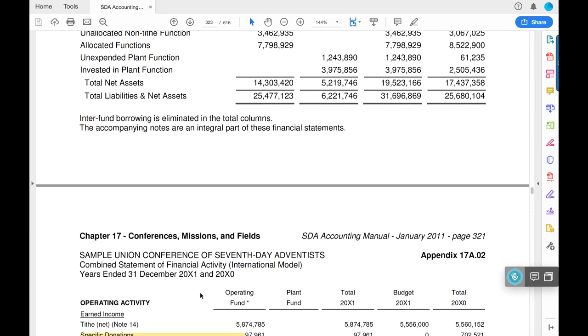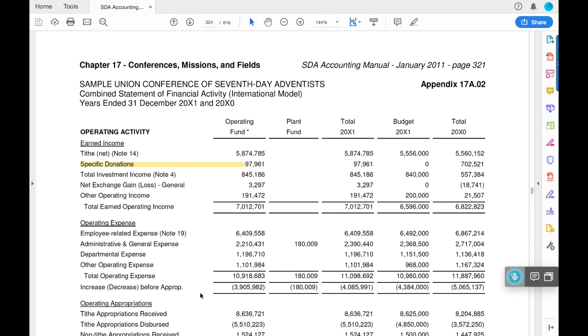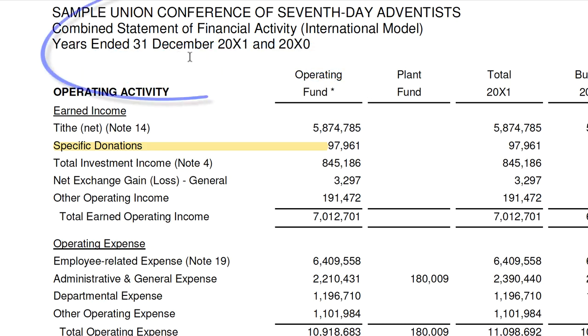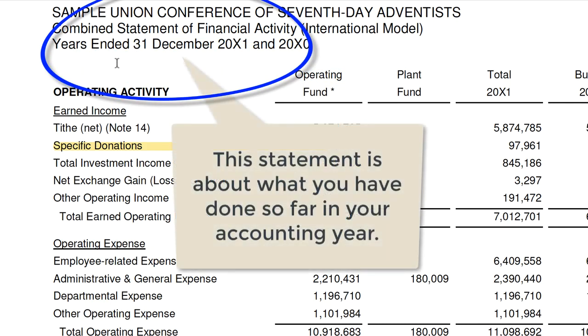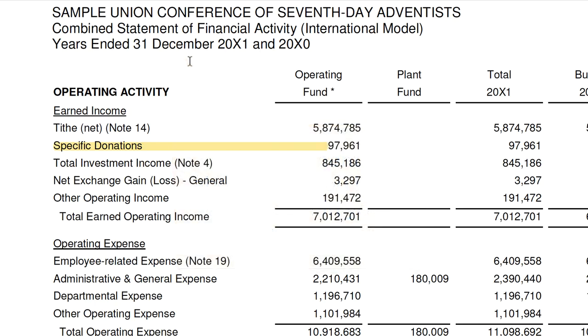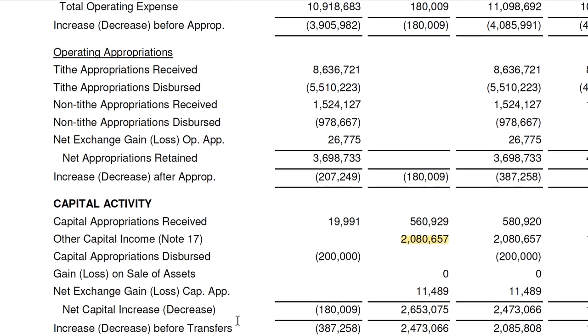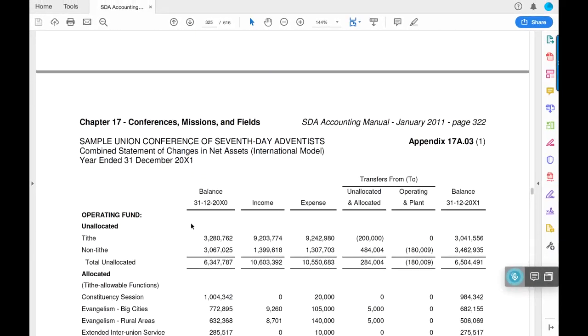That's the main topic. The next one is a combined statement of financial activities. Notice it covers the entire year or your year to date. It covers a period of time. So the balance sheet covered a point in time, the last day of the year. Where do we stand this moment? And this statement of financial activity gives you a picture of what happened during the year. How did things change? And we'll go over that. We'll have a little video on that.